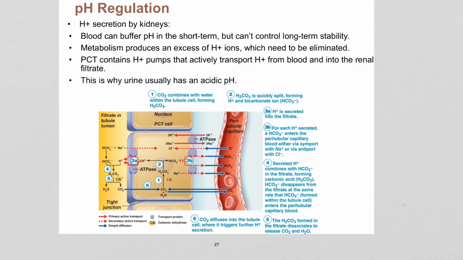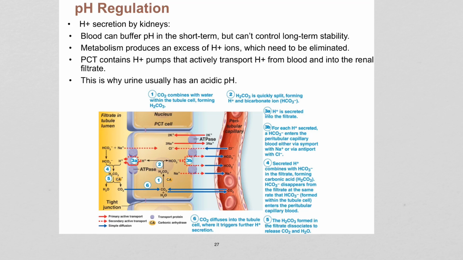Okay, so for the exam, I may ask you to do a compare and contrast between how the kidneys regulate pH versus how blood buffers do. And the short story is blood buffers are very, very fast, but they're limited because they can only hide protons. They can't make them go away.